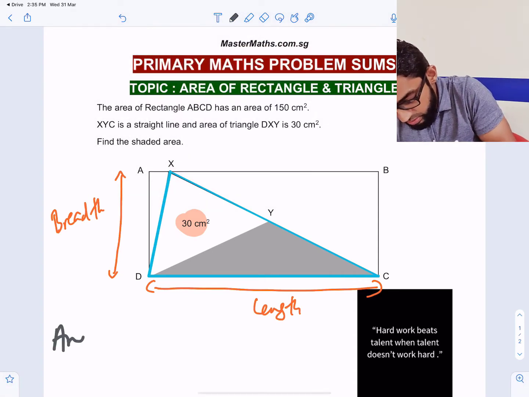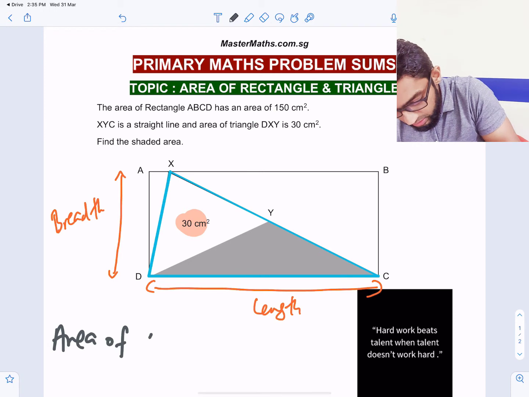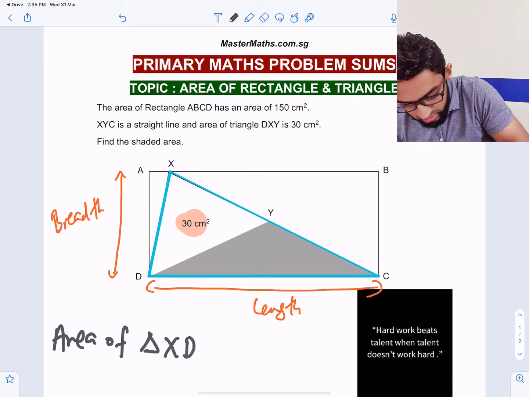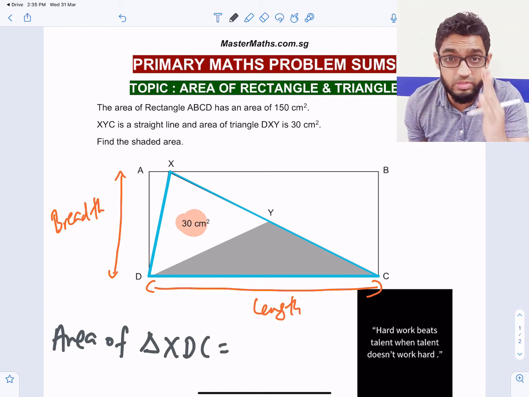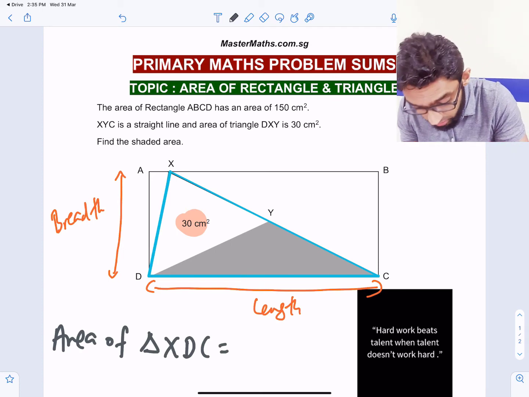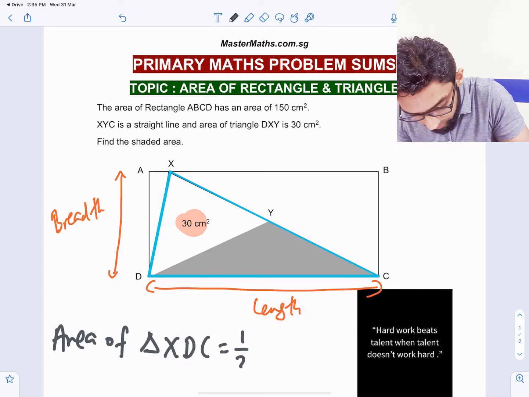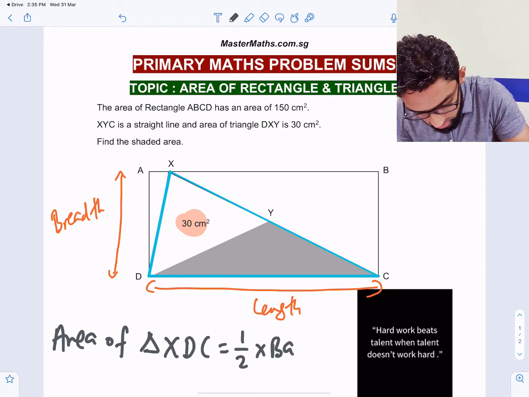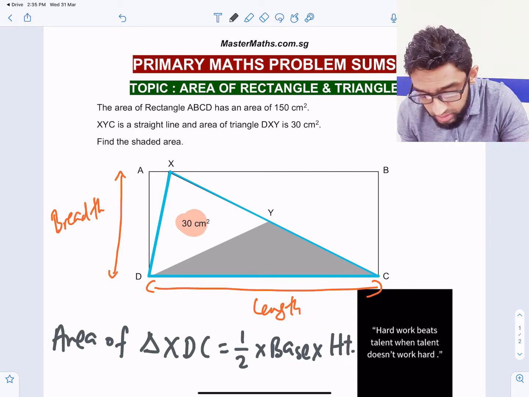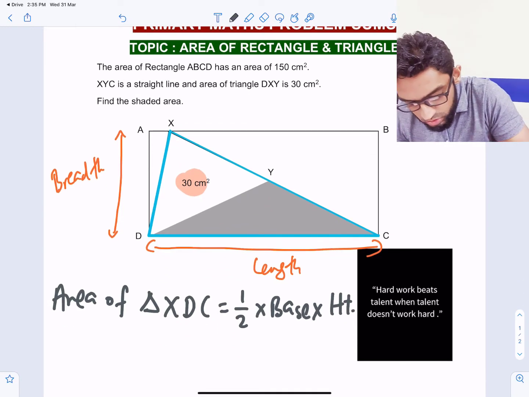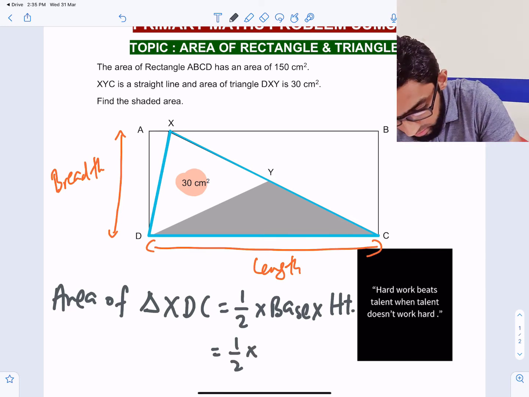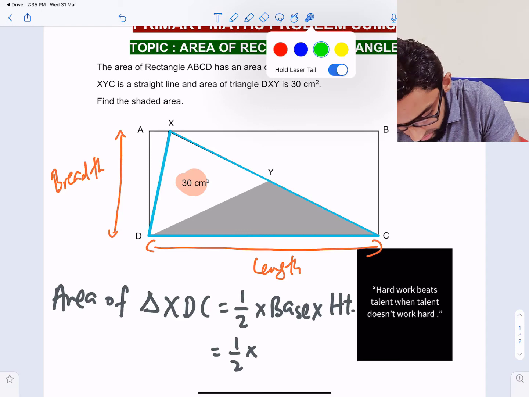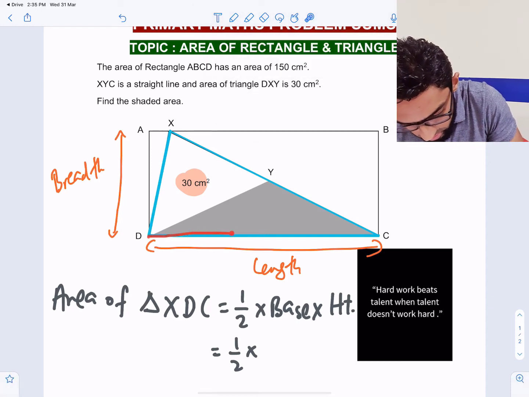Now, how to find the area of the blue triangle, the area of triangle XDC? We all know the area of triangle is half times base times height, and the base and the height must be perpendicular. Please spell it out in full, okay? Height. So half times what? What is the base? The base is here. This is the base. What is the height?